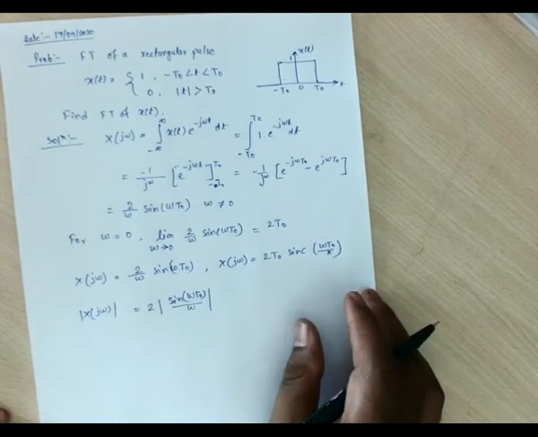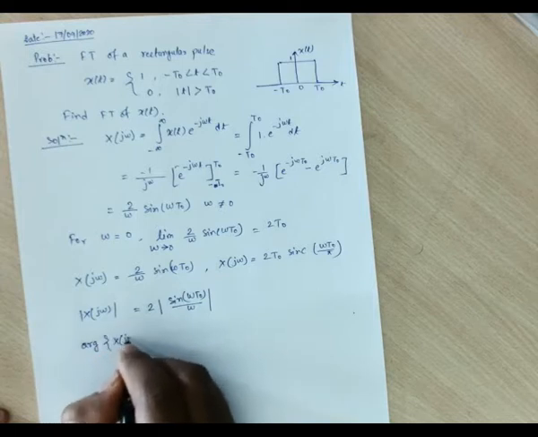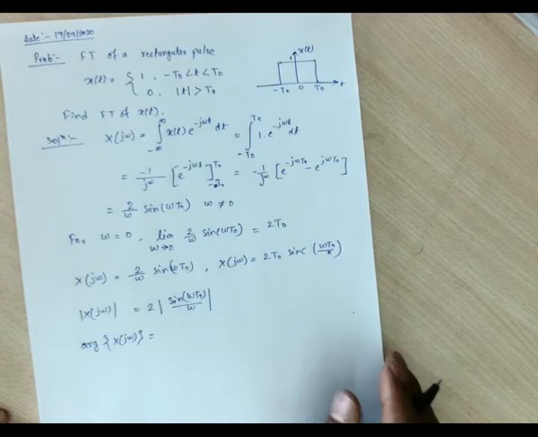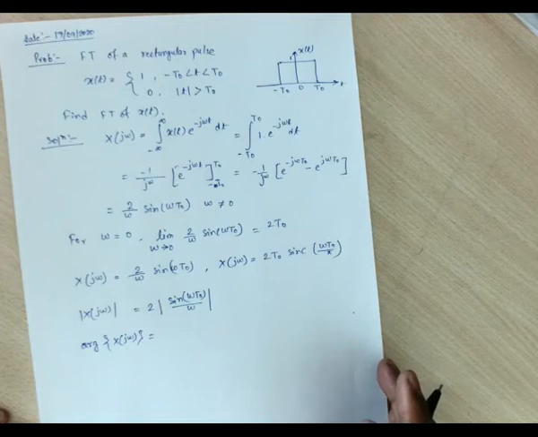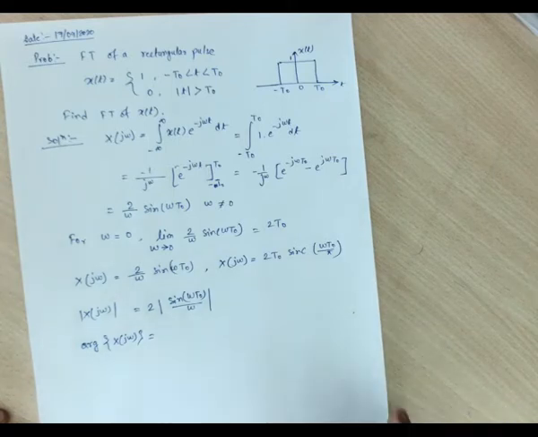What will be the phase spectrum? Argument of X of j omega. What will that be? The phase value. If we go with omega greater than 0, find out this argument.